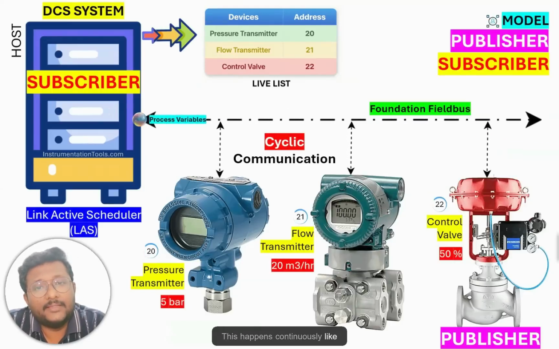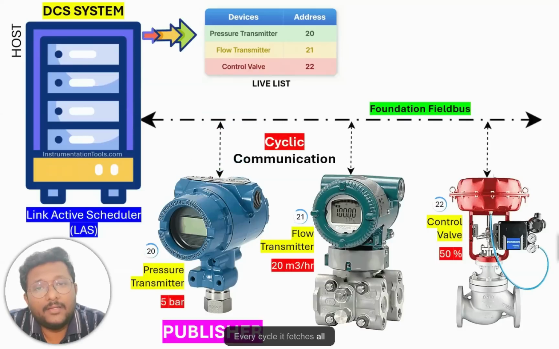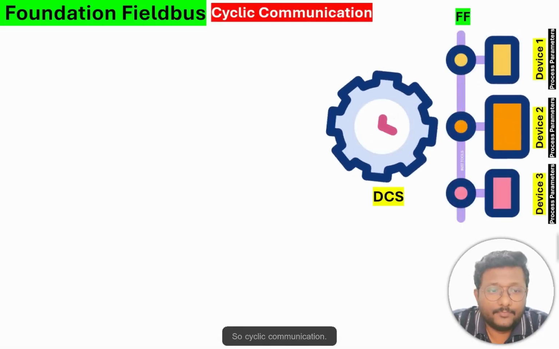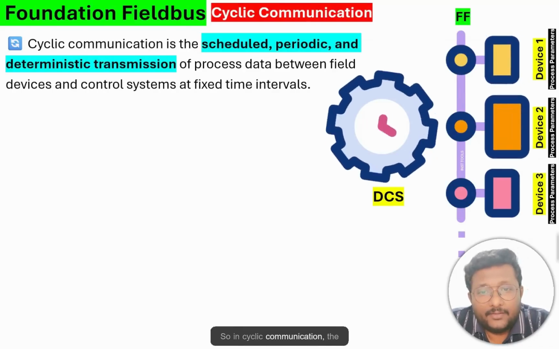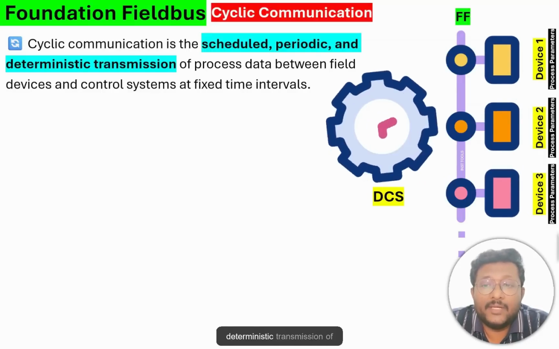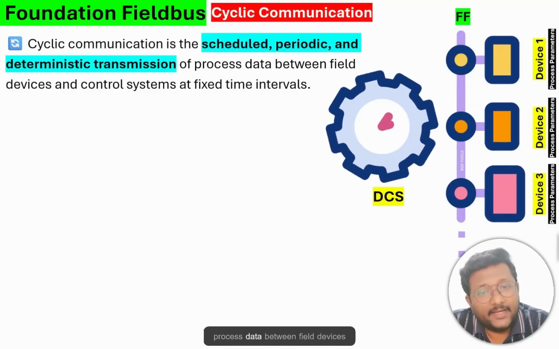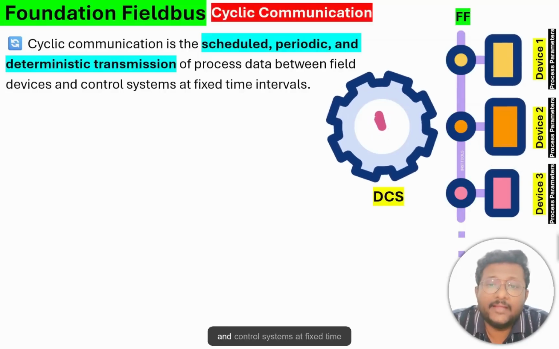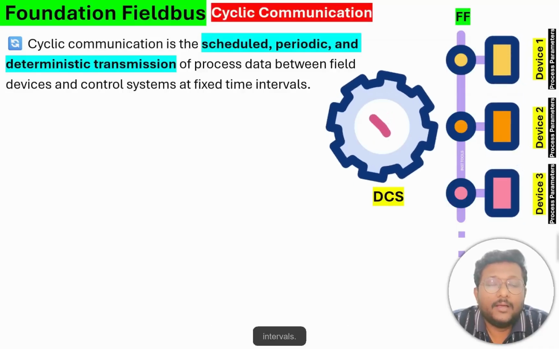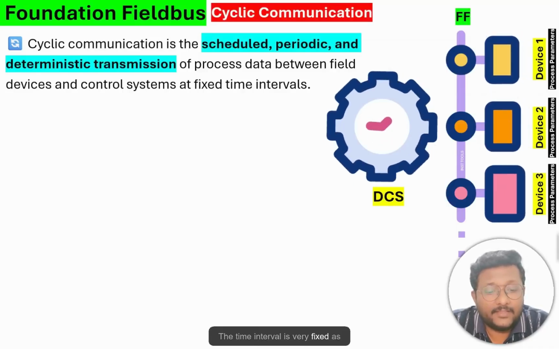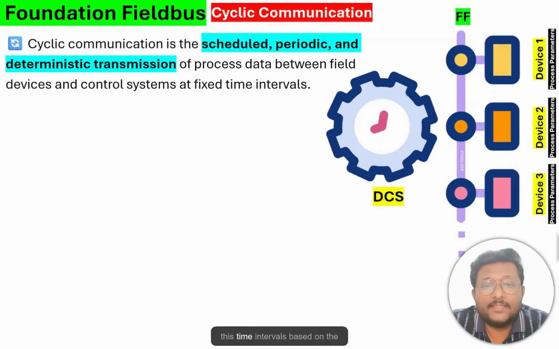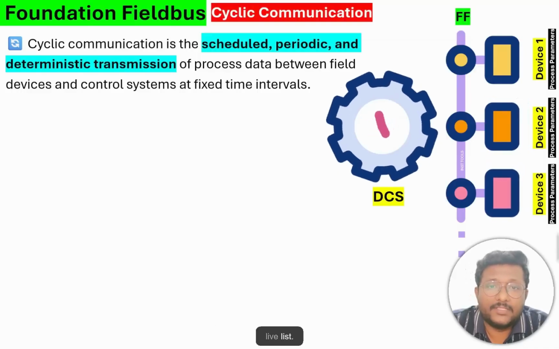This happens continuously like this. Every cycle it fetches all instruments' data. So in cyclic communication, the communication happens in a scheduled, periodic, and deterministic transmission of process data between field devices and control systems at fixed time intervals. Right? The time interval is very fixed as per the live list. The link active scheduler fixes these time intervals based on the live list.